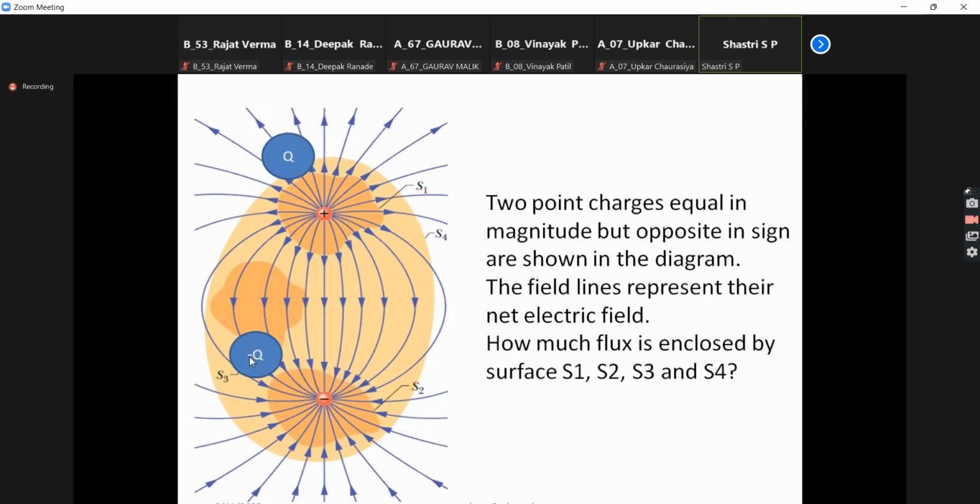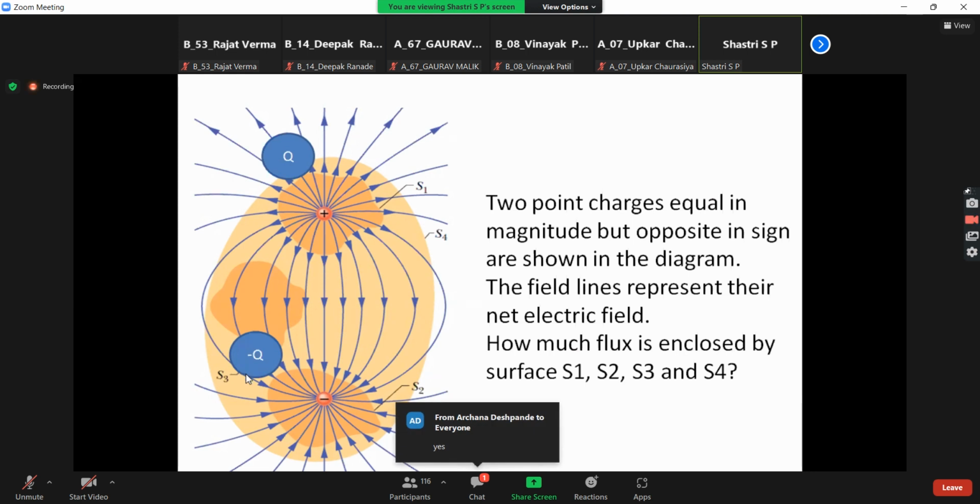Archana ma'am, are you there? Because I cannot understand S3. Is it this surface or this surface? It should not be this one, because this represents the charge which is available here. Minus Q is the charge available here. So S3 is this other dark surface. There is no charge inside this. So the flux enclosed by this will be 0 only.